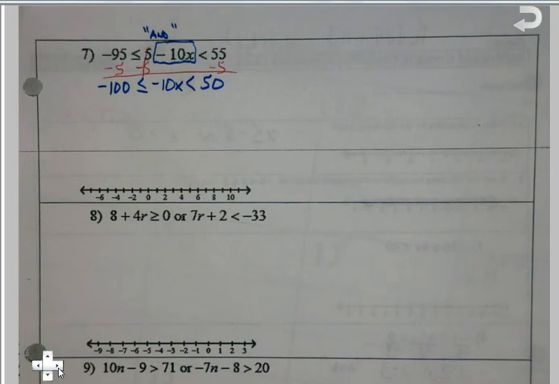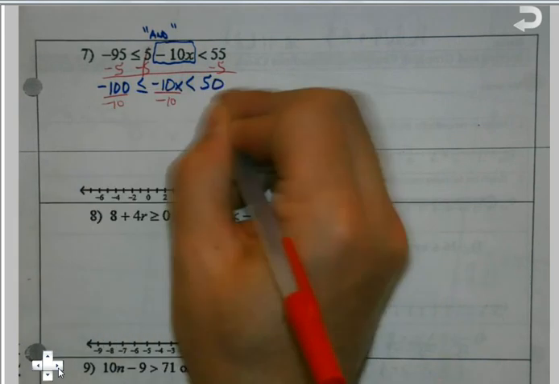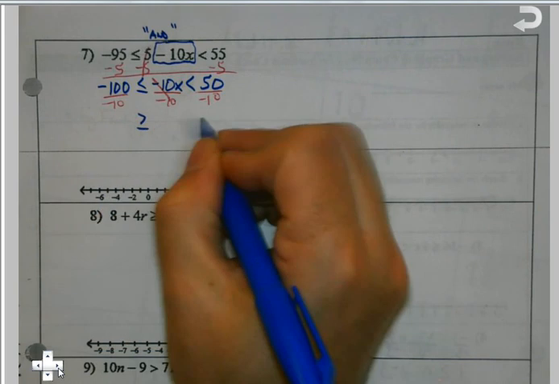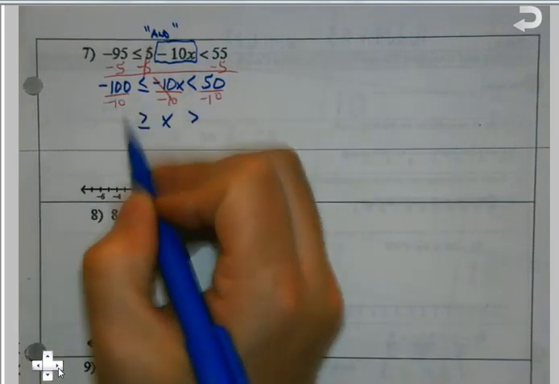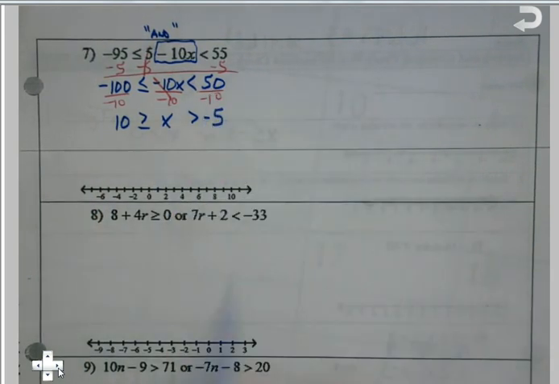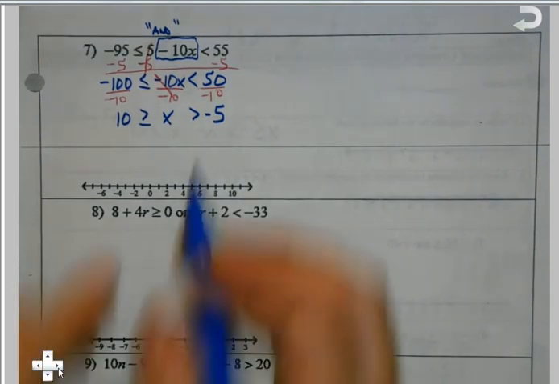One step to go. I got to undo multiplying by negative 10. How do I undo multiplying by negative 10? Divide. Now, I got to be careful here because I'm dividing by a negative, and we know what that means. Gotta flip the arrows. Negative 100 divided by negative 10 is 10. 50 divided by negative 10 is negative 5. As long as I remember to flip my arrows, I'm going to be in good shape here. Because I'm like, oh yeah, it's an and.